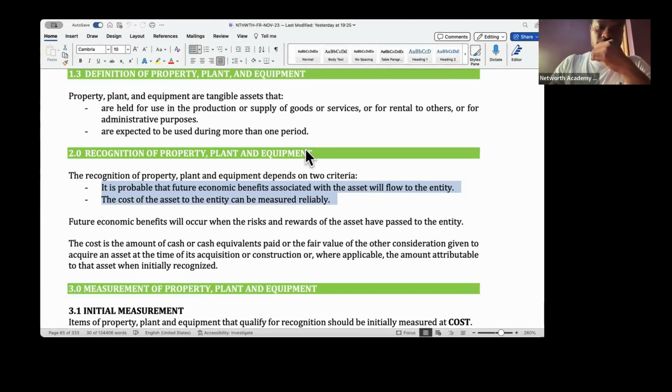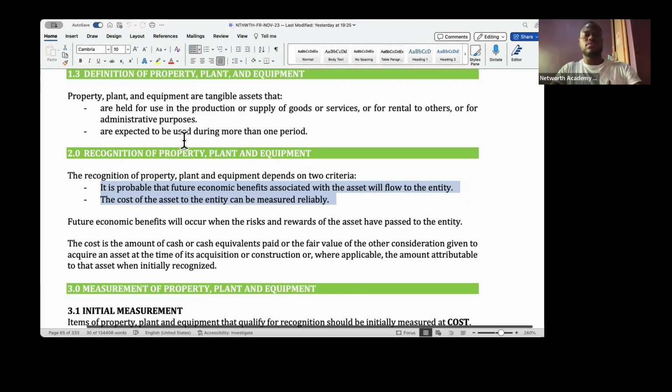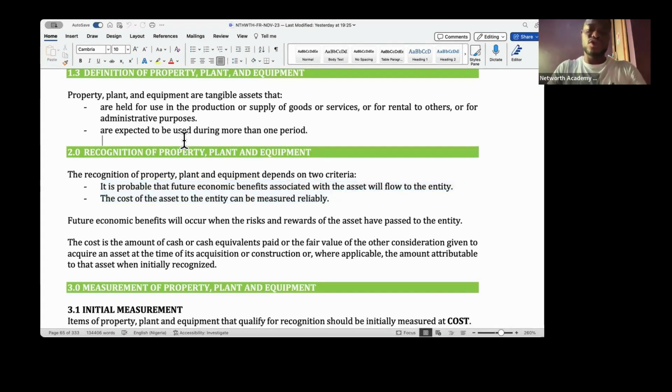If you don't want to talk, you can just type it. What two entries are we going to pass? What two entries are we passing? I'm waiting to know.